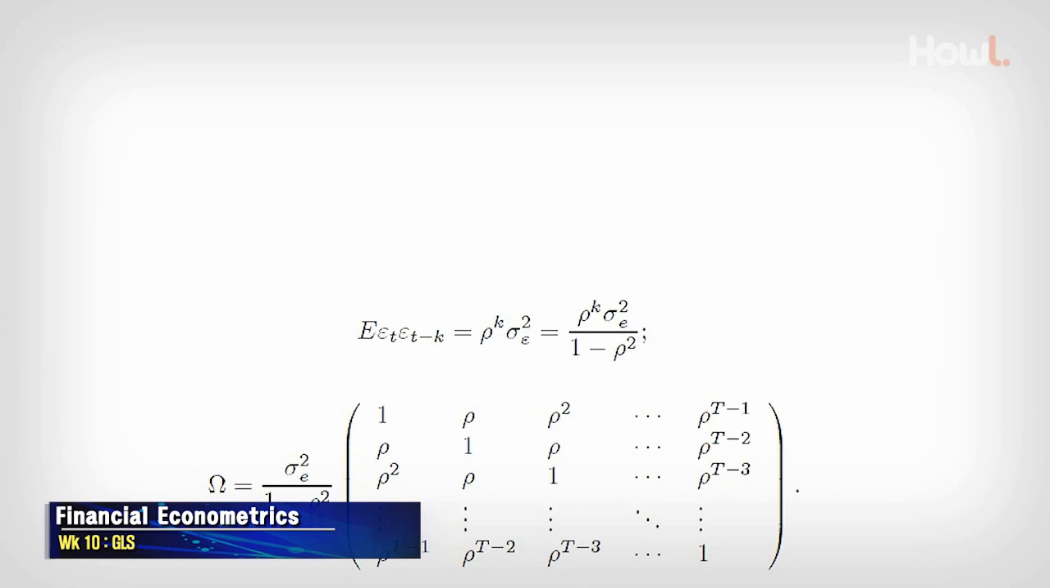This kind of structure is called autoregressive of order 1, or we call it AR(1).